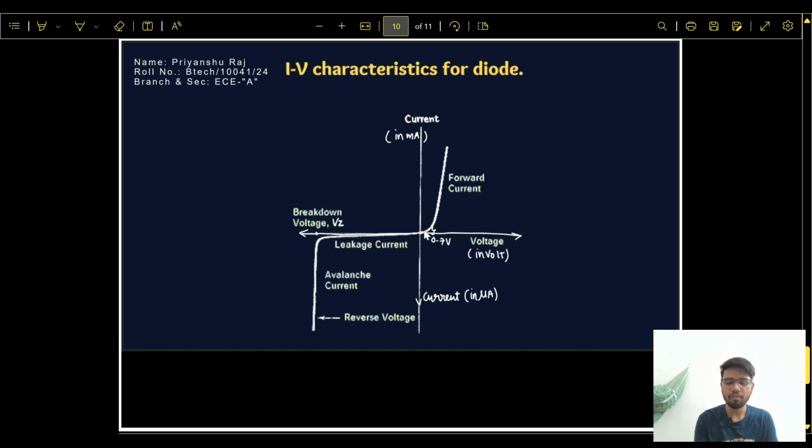We can see that in forward bias the current increases as voltage increases, and in reverse bias, up to the breakdown voltage, we see a very minute amount of current which is due to the minority charge carriers, whereas after the breakdown we see a huge amount of current which is due to the avalanche, known as avalanche current. This happens after we reach the breakdown voltage.